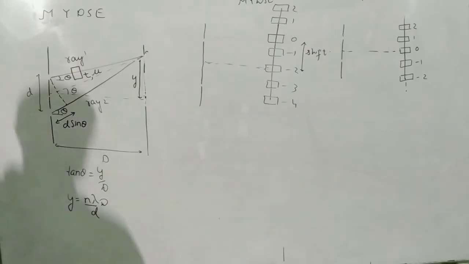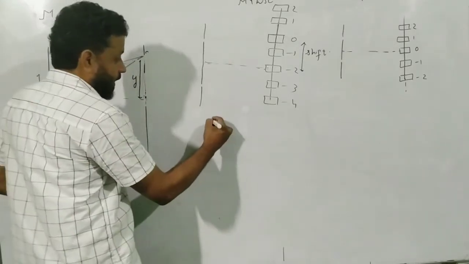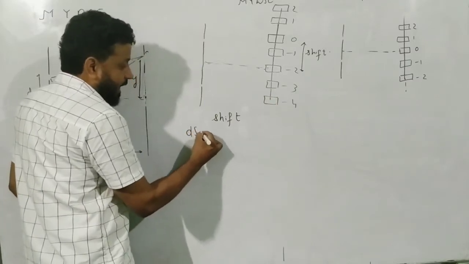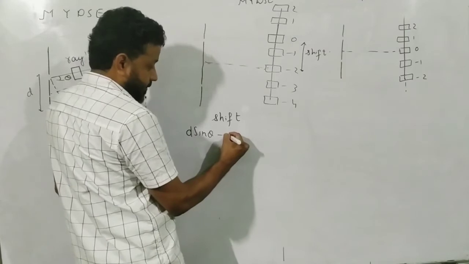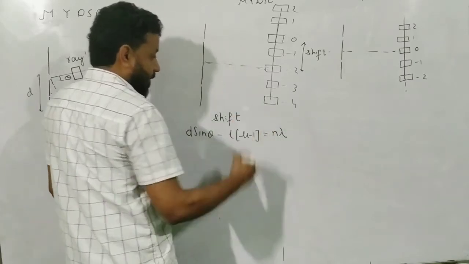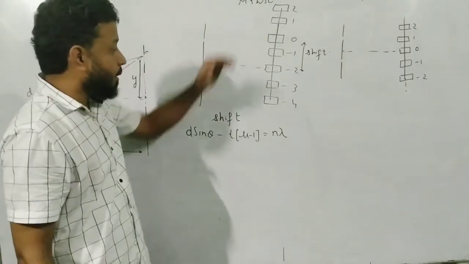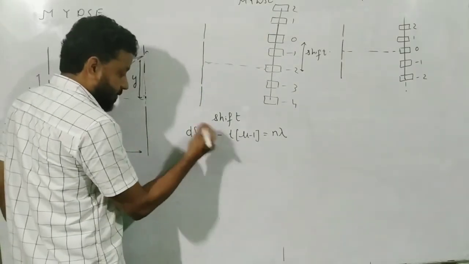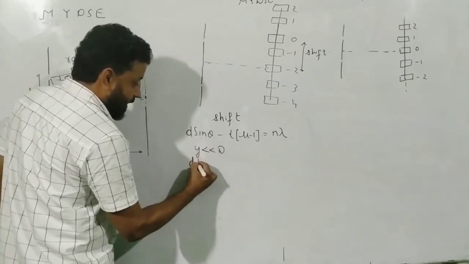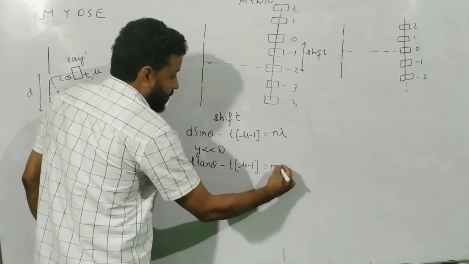How are you going to find the expression of shift? How much is it going to shift? So the next heading which I'm going to put forward is the concept of shift. Now I will start with the equation: d sin theta minus t into (mu minus 1) is equal to n lambda. Correct? If 0 has gone up, let us put n equal to 0. Under the approximation that y is very much less than D, I can write this as d tan theta minus t into (mu minus 1) is equal to n lambda.